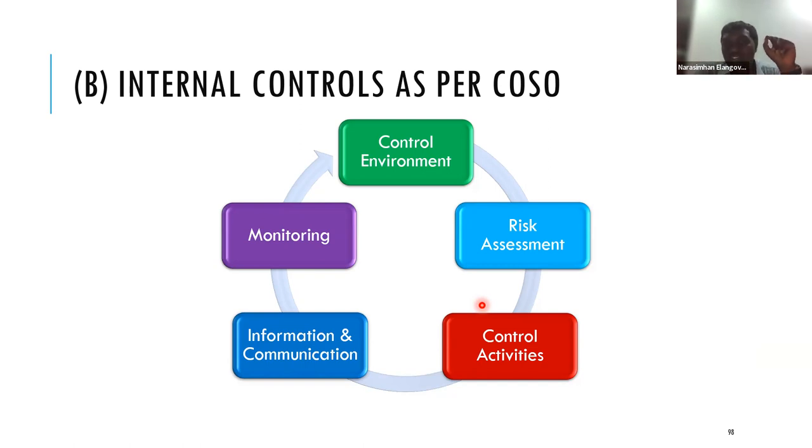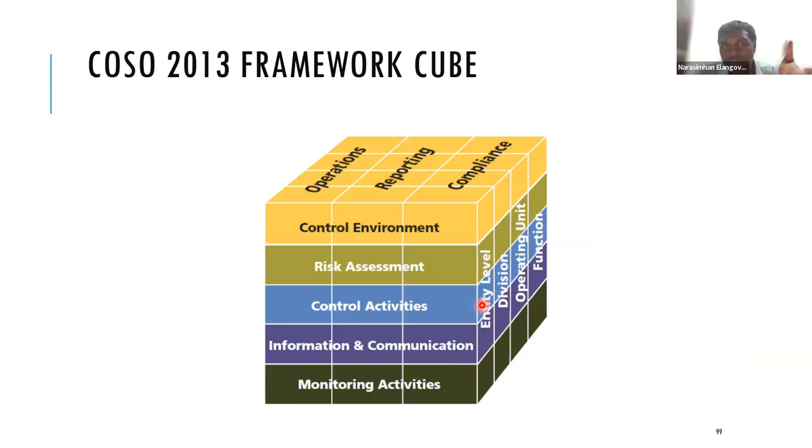The first one is called the control environment, right? It could also be referred to as the framework. It's called the COSO cube. The first one is called the control environment. Control environment is, in short, the policies, the organization setup, the way ethics are looked into. All of those are control environment.